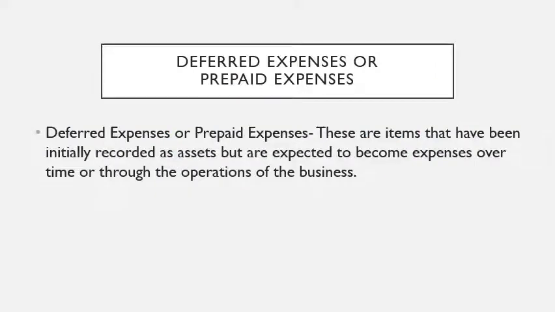Next, we have here the deferred expense or the prepaid expense. So, these are items that have been initially recorded as asset but are expected to become expenses over time or through the operations of the business. So, when we say prepaid expenses, ito po yung you initially recorded it as asset but later on nagiging expenses mo siya. For example, prepaid load, or yung mga niloload natin. Di ba? For example, nag-load ka ng 100 pesos. So, from the first day, nung 100 pesos na yon, asset mo yon. And then, throughout the time, or over time, nababawasan siya, nagiging expenses.